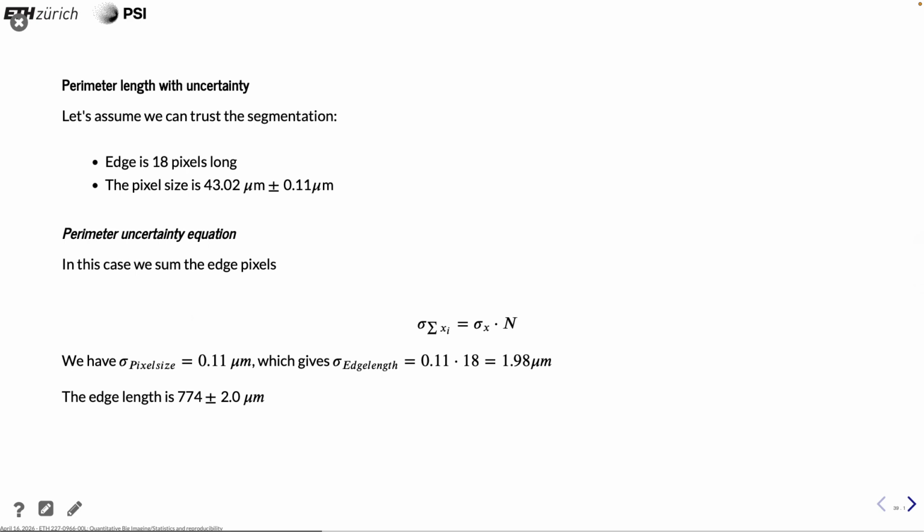That's pretty simple, because it's just summing all the contributions. So it's essentially just multiplying by the number of pixels. And then we get that the uncertainty of the edge length is about 2 microns. So that gives us that our edge is now 774 plus minus 2 microns. So this is how we can propagate the uncertainties of these values.